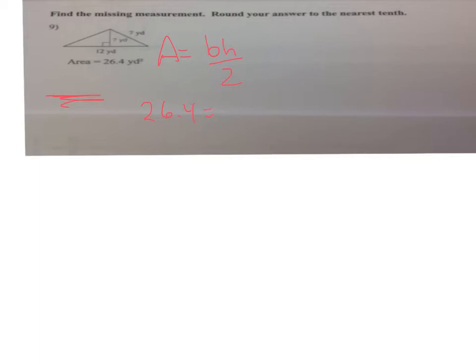26.4 equals, the base is 12 in this case, and we don't know the height, over 2. So you just work backwards on this one. You could go ahead and divide right now and get that into a 6. 26.4 equals 6h, and then just divide both sides by 6. I'll let you finish the math on that. That's not real exciting. Remember, your answer is going to be in yards, not square yards, because your final answer is not an area.